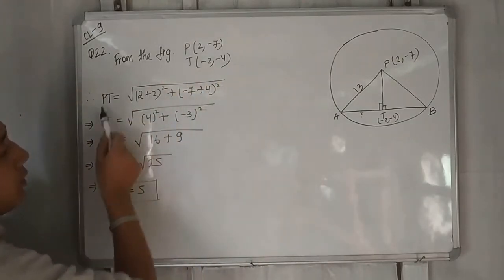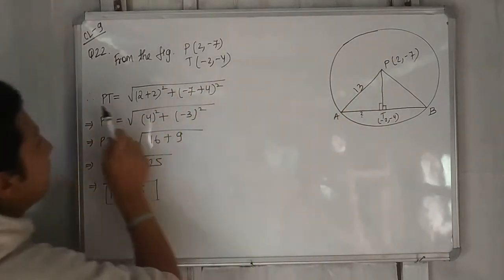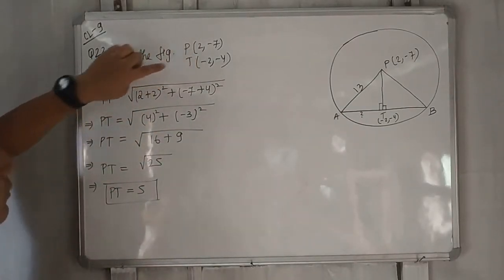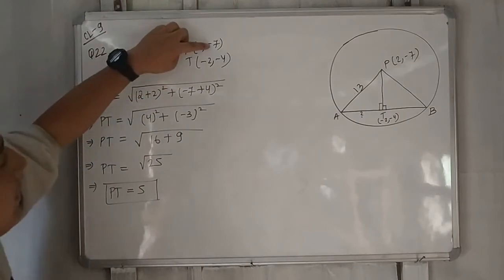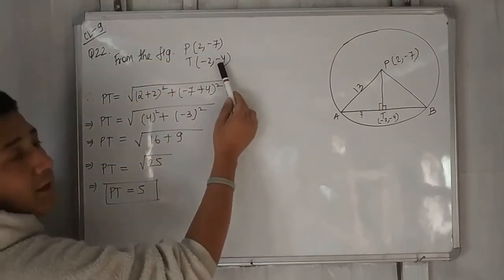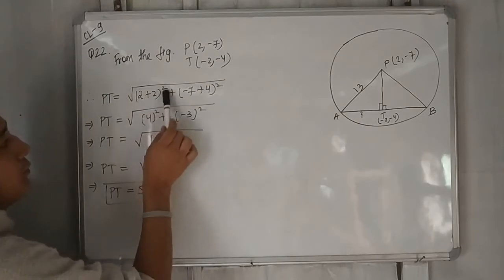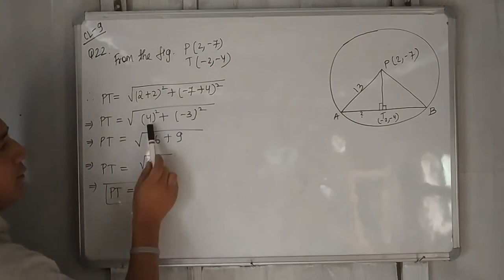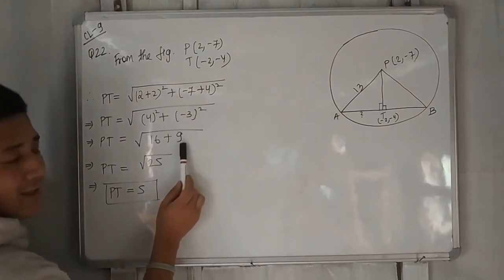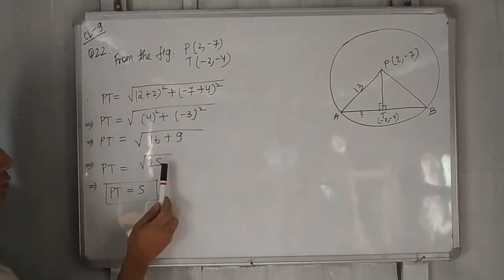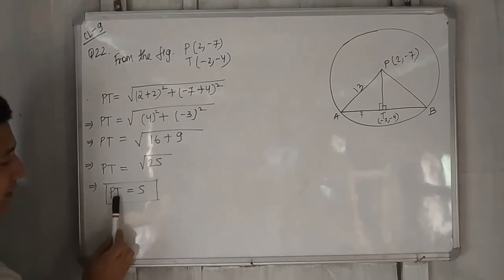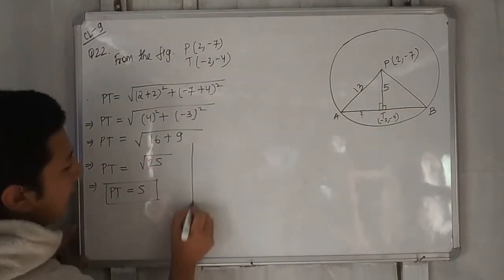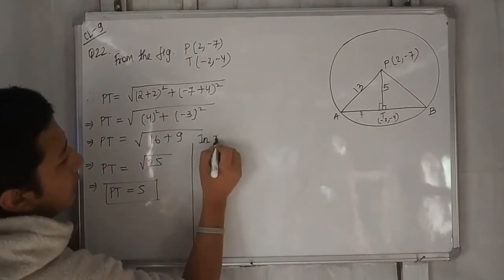Alright, so now what to do? Please use the distance formula. PT is equal to this, obviously 2 minus of minus 2 is plus 2 whole square, plus minus 7 minus of minus 4 will be minus 3 whole square. 2 plus 2 is 4, square is 16, minus 3 square is 9, 16 plus 9 is 25, so root 25 equals 5. So hence what is the value for PT? PT is 5.